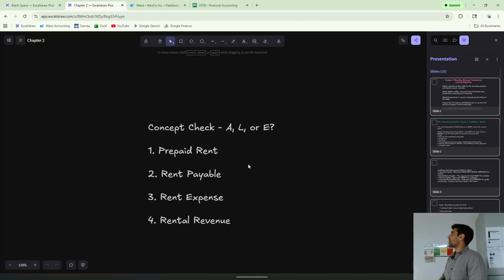As we see transactions, you'll have to figure out what accounts are involved, what types of accounts they are, and what's happening to them, if they're going up or down. So this is a little concept check to see if you're understanding what the different types of accounts are and you can identify them. So just take a minute, see if you can do that. It says prepaid rent.